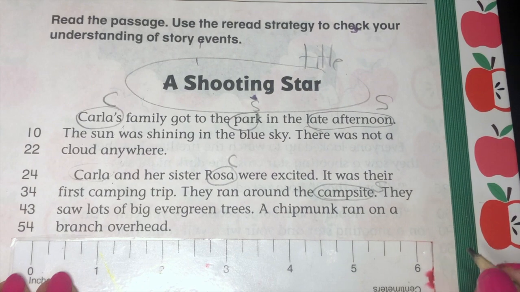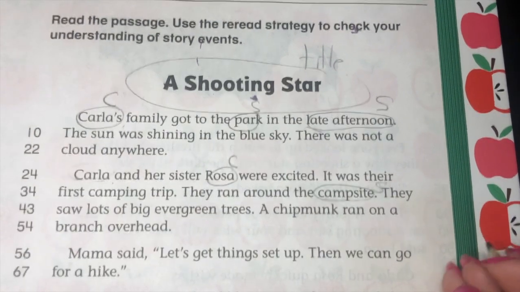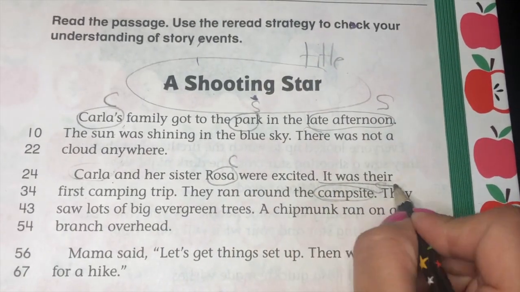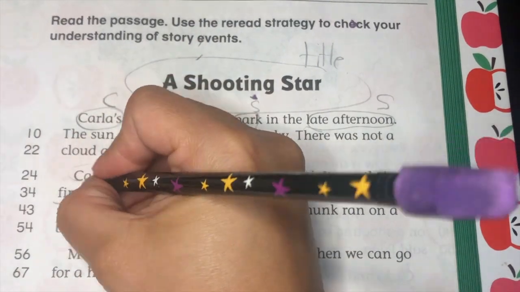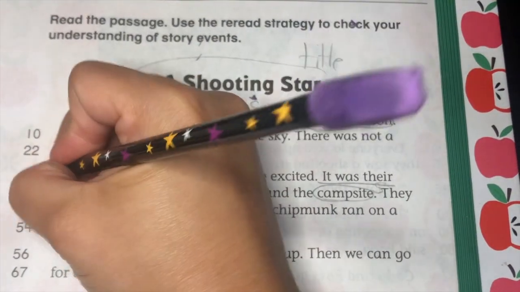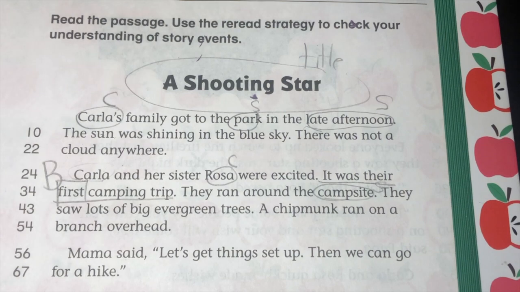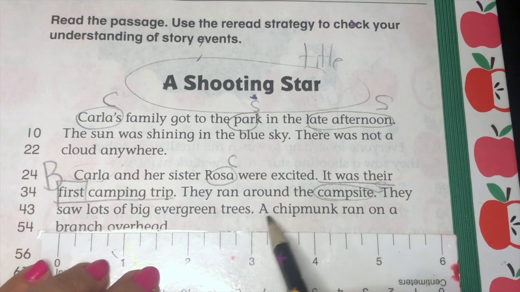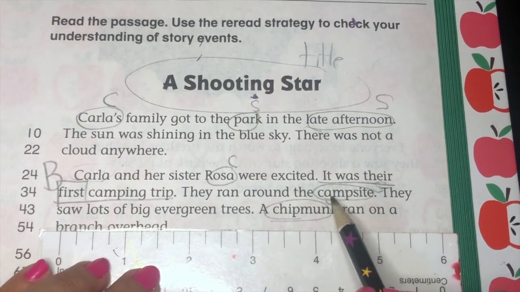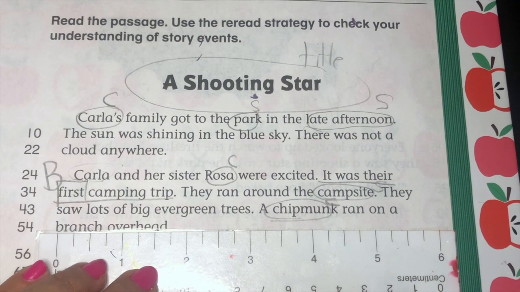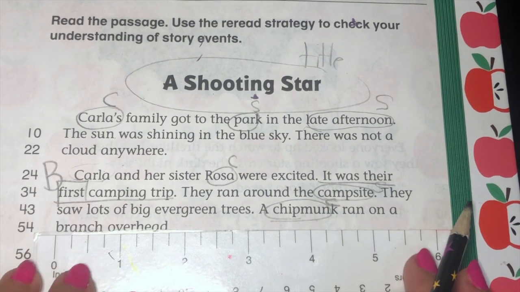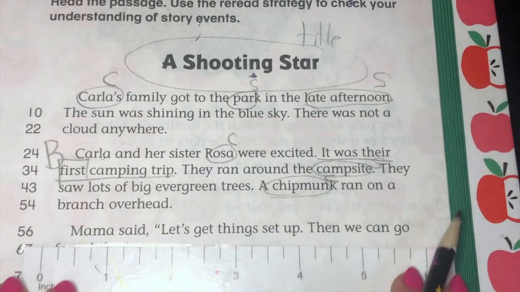So, right here, what would be the beginning of the story? Right here. It was their first camping trip. We have the word first, so it's letting us know the beginning of the story. A chipmunk ran. Chipmunk, character. Maybe something important happens with a chipmunk. That's why it's important to always annotate the text. Ran on a branch overhead.